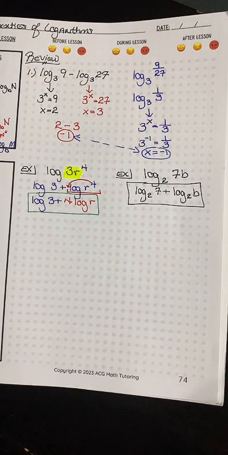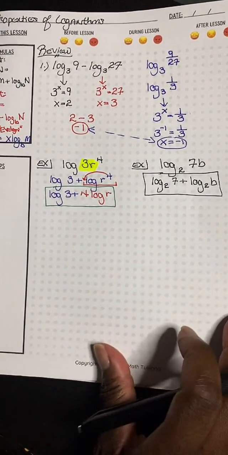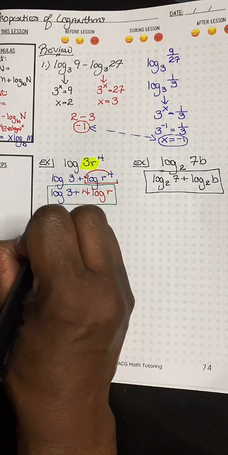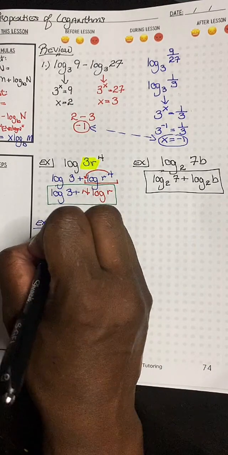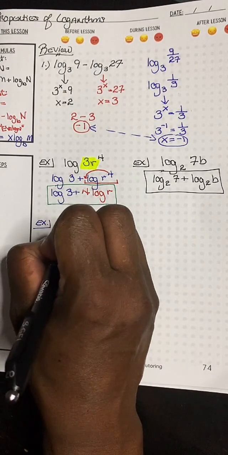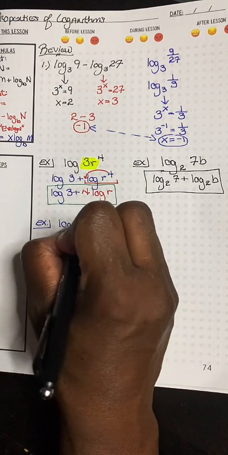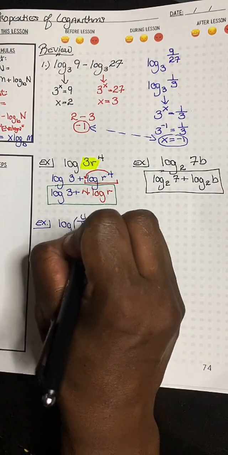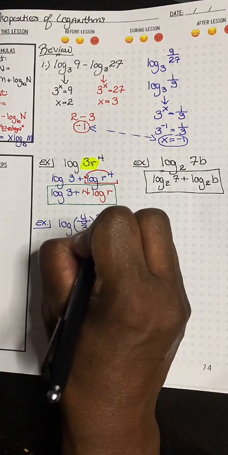All right, so let's try something a little more stringent. Just a little bit. Nothing too crazy. So let's say if I have log of y over 3, squared.